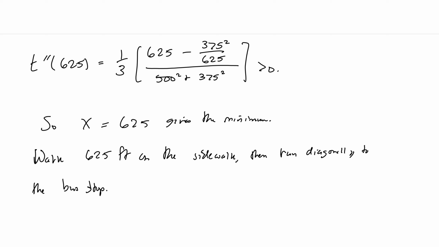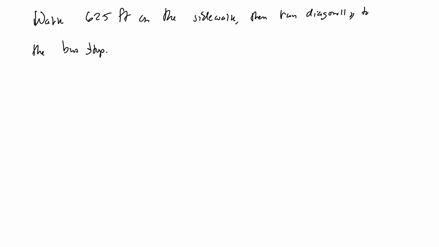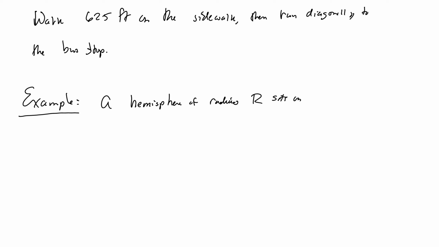Okay, let's do another one that's not quite so involved as that one, but does illustrate some important techniques to use in some optimization problems. Okay, so we have a hemisphere of some fixed radius r sitting on a horizontal plane. Let's say with this.